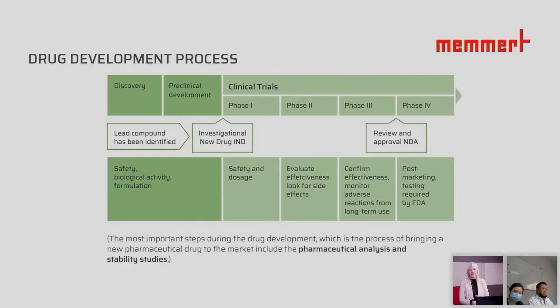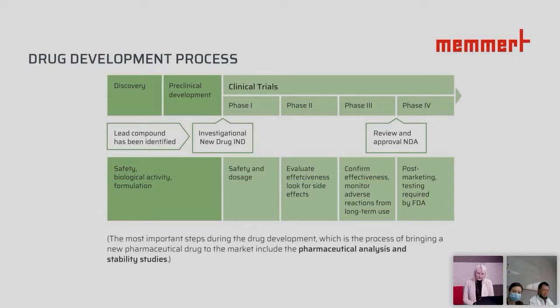Let's go further. Let's have a look at the drug development process. When we talk about the drug development process, we have several steps. We start with the discovery and preclinical development. Afterwards, it goes on to the clinical trials. And of course, after that, we have the post-marketing testing. We have then the product, which is NDA approved. And then there will be ongoing stability tests.